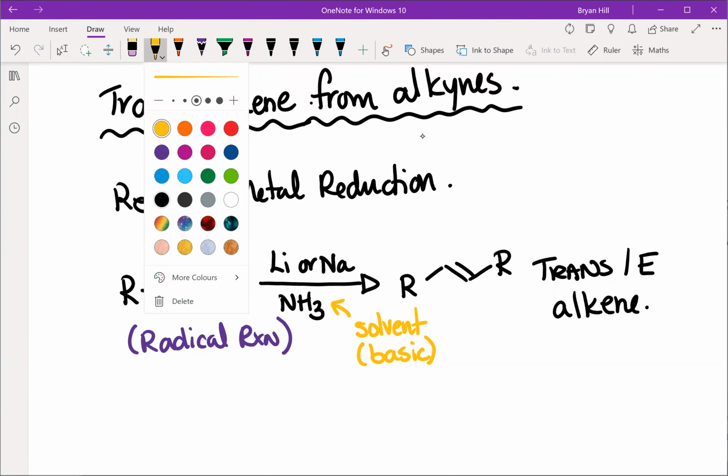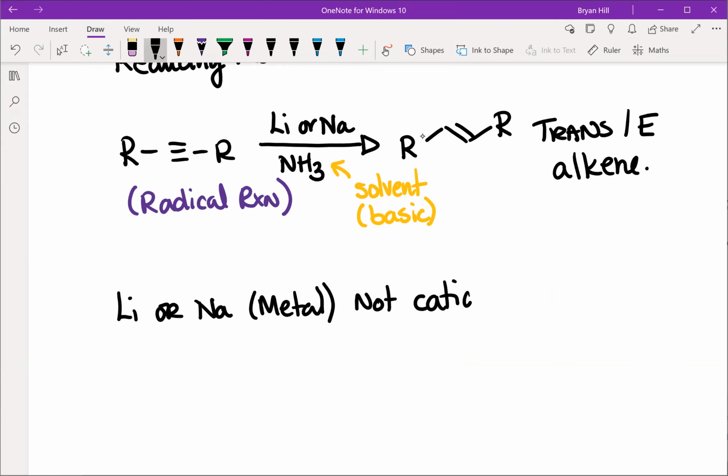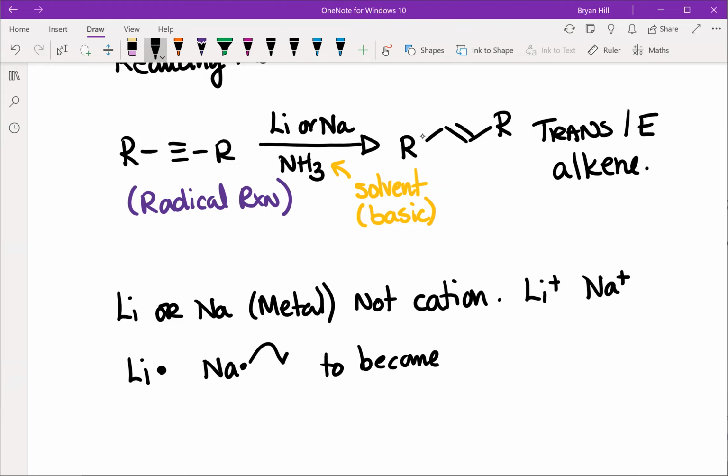But the mechanism is interesting in the sense that with lithium or sodium, this is the metal. It's not the cation. So we're not throwing in lithium plus or sodium plus. We're throwing in lithium with the electron or sodium with the electron. And so what they're going to do is donate their electron to become Na plus or lithium plus. They're giving up their electrons so they can attain the noble gas configuration and carry a positive charge.